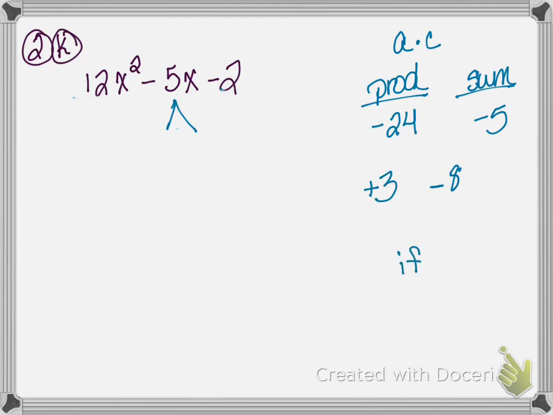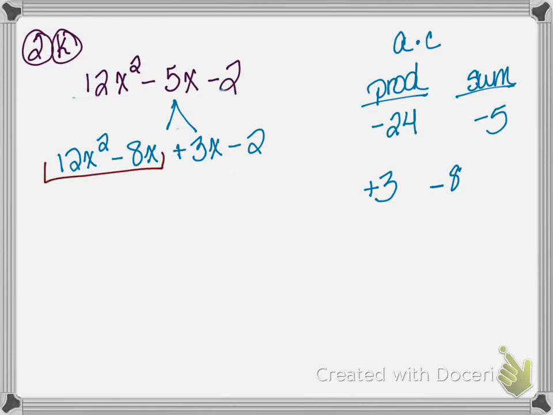If you had made the 3 negative and the 8 positive, your product still would have been negative 24, but your sum would have been positive 5, and we had to have a negative 5. So that is important to look at. Okay, so now I split my negative 5. So I have 12x squared minus 8x plus 3x minus 2. Okay, and now I can solve by grouping.